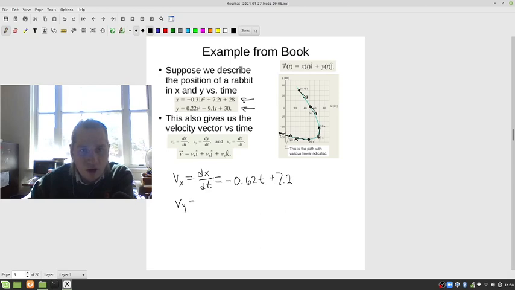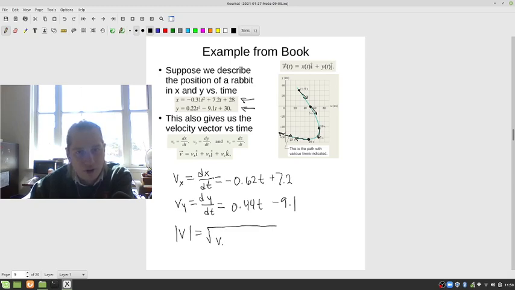And then Vy would be dy dt equals 0.44 t minus 9.1. So you can find out what your velocity in x is at any future time t, and what your velocity in y is at any future time t. And if you wanted to find out what the speed was, you could just use the Pythagorean theorem: Vx squared plus Vy squared, because v at every point would be a vector.